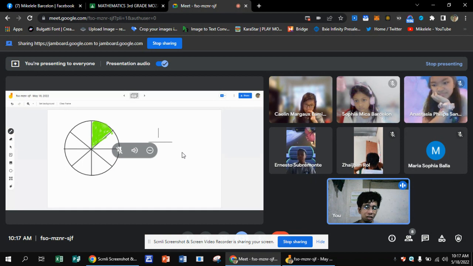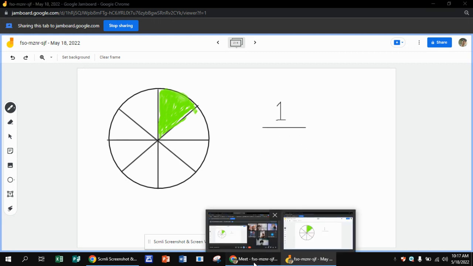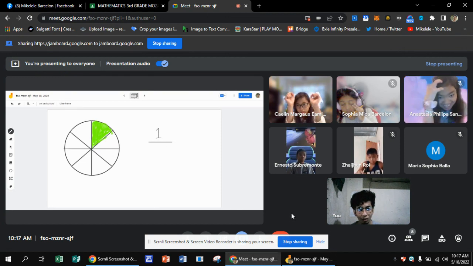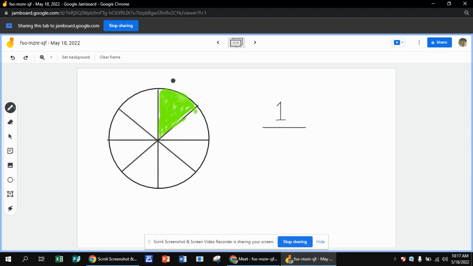So why 1? You said it's because the shaded region is only 1. That is correct, so we put 1 in the numerator. How about in the denominator? What number are we going to write? Someone said 8. Let's count: 1, 2, 3, 4, 5, 6, 7, 8. It's 8, hindi siya 6. We're going to count all.